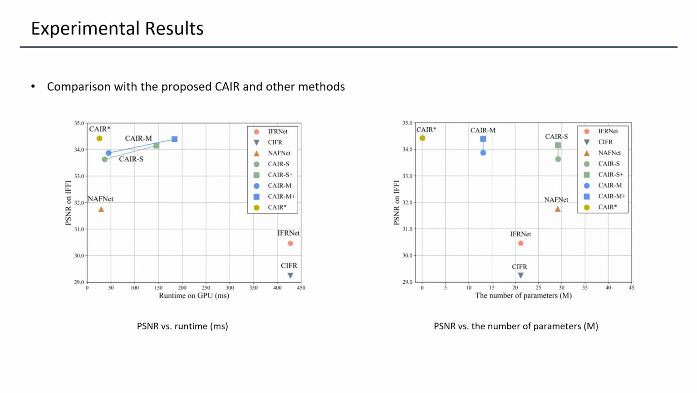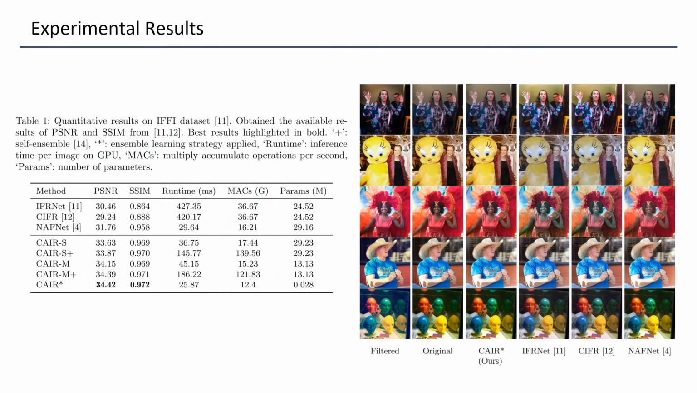CAIR is much faster and has fewer parameters than the previous Instagram filter removal methods, while obtaining more accurate results. We have summarized quantitative results of several methods on the IFFI dataset. CAIR-S and CAIR-M outperform IFRnet and CIFR in all metrics by large margins. CAIR-M also shows better performance than NAFNet with fewer operations. CAIR asterisk achieved the best PSNR and SSIM among compared methods. CAIR, which has the strength of the color attention module, successfully removed filters and restored color information.